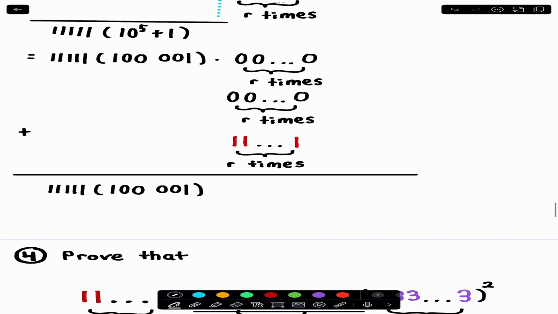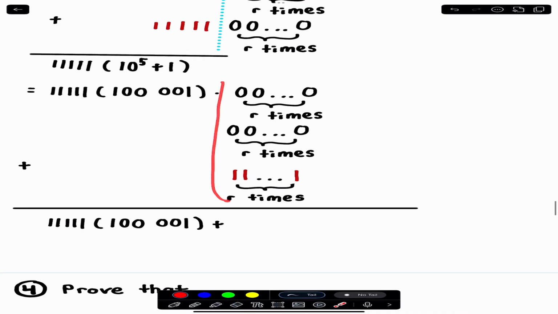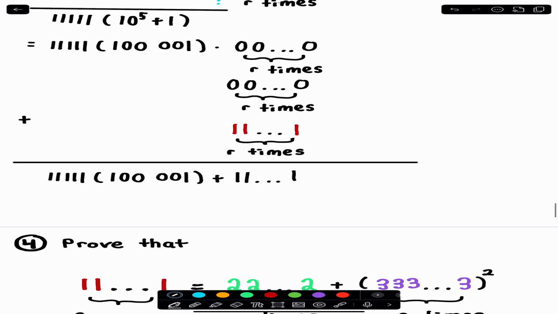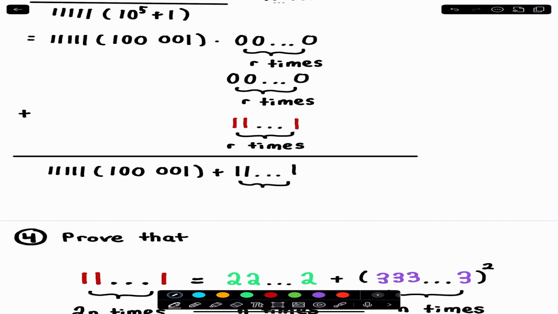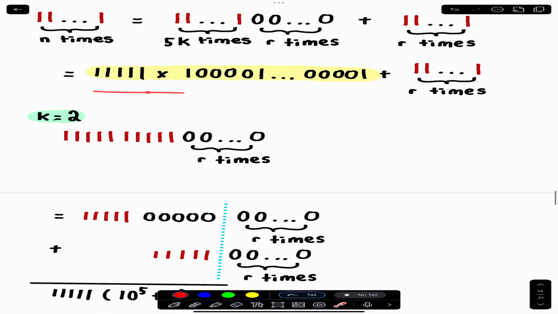Since we're adding, basically these are all grouped together because there's R copies of each. Okay, so when we line that all up, then we have plus R copies of 1. So for the case when k equals 2, indeed we get something like this.